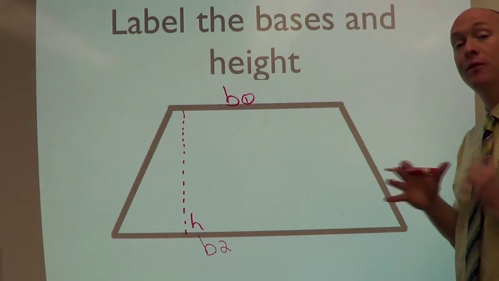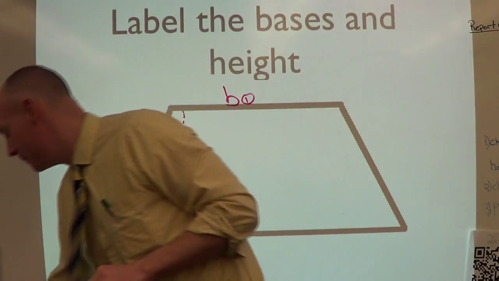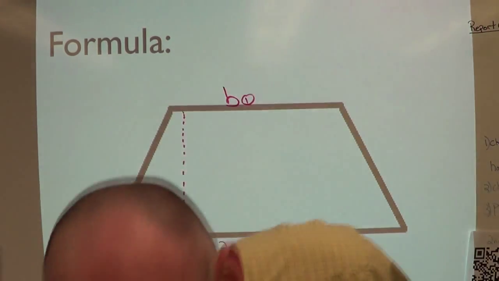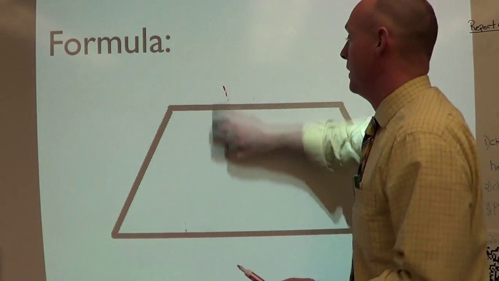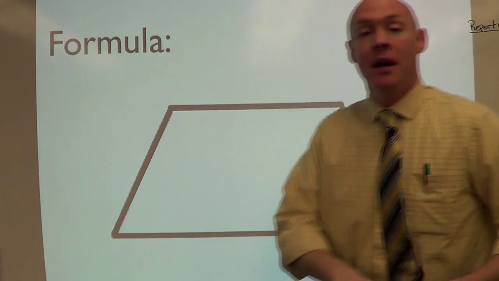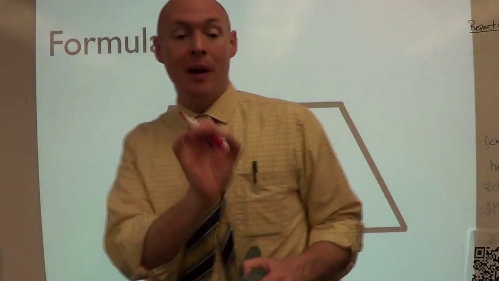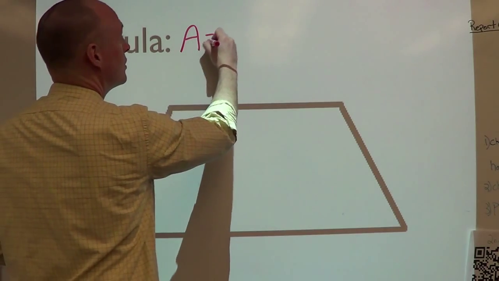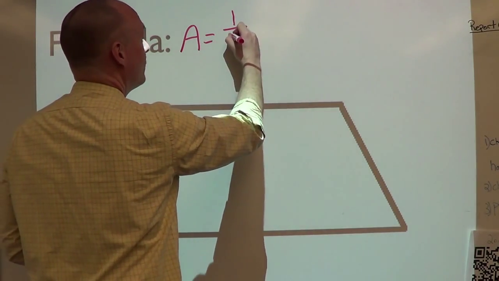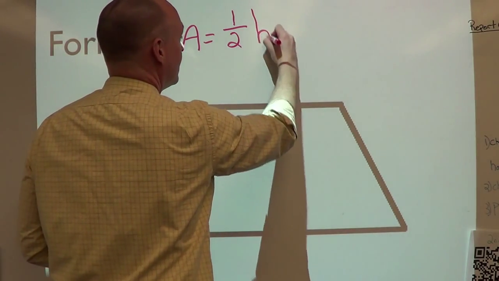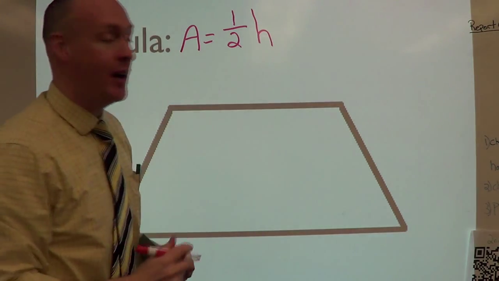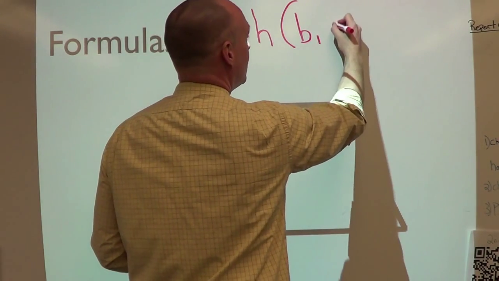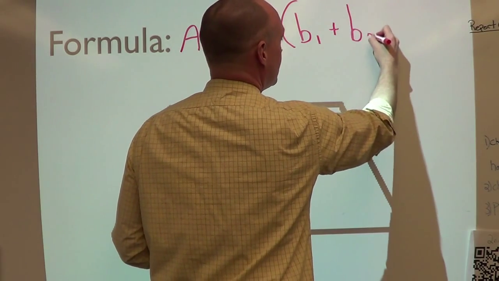Next, in order to find the area, we have to get a formula. So, let me show you that formula now. The formula we're going to use is this, and make sure you have this down exactly. Formula: Area equals 1/2 of the height, 1/2 times height, and in parentheses, B1 plus B2.